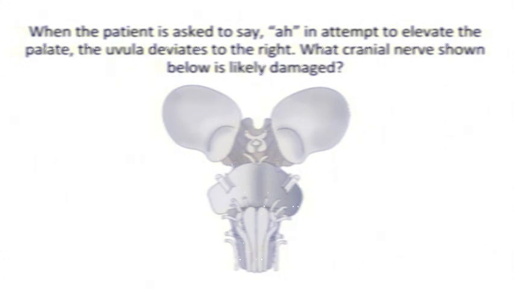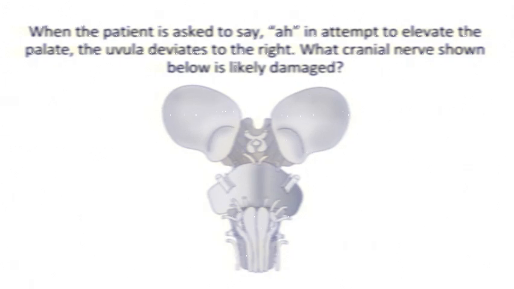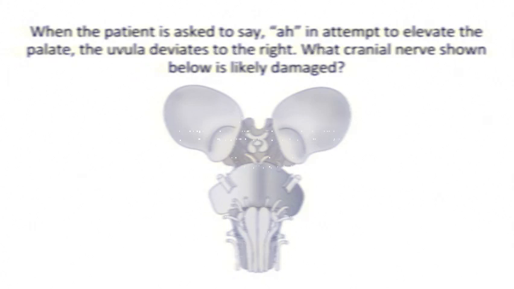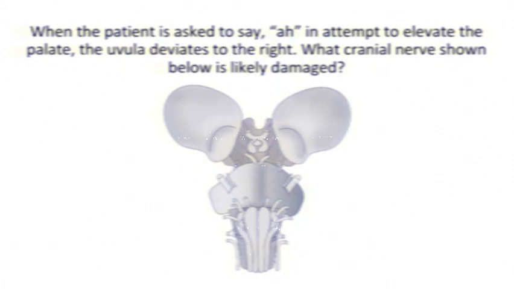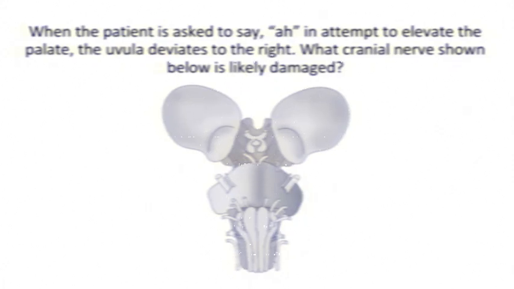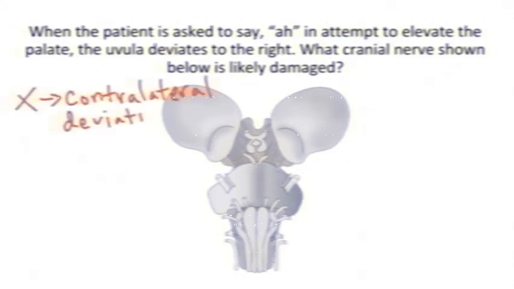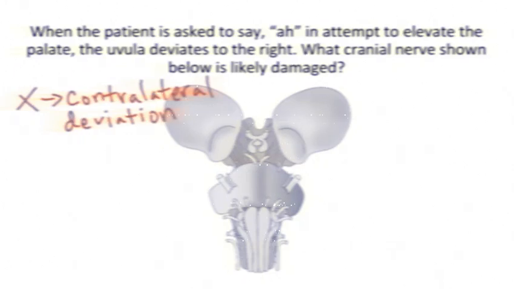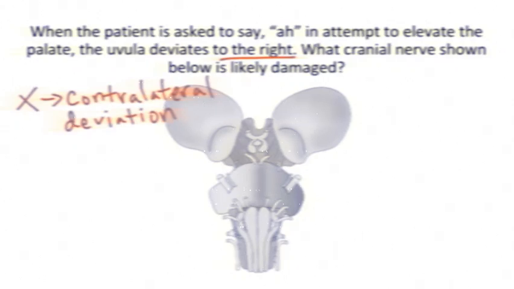Remember, the vagus nerve normally innervates the muscles of the soft palate, which helps elevate that side of the mouth and keep the uvula midline. When the vagus nerve is damaged, the ipsilateral palate can no longer be elevated, which results in unopposed elevation of the opposite side when the patient says ah. In other words, damage to the vagus nerve results in deviation of the uvula to the opposite side. So damage to cranial nerve 10 results in contralateral deviation of the uvula. From the question stem, we can see that the patient's uvula deviates to the right, which must mean the left vagus nerve is affected.